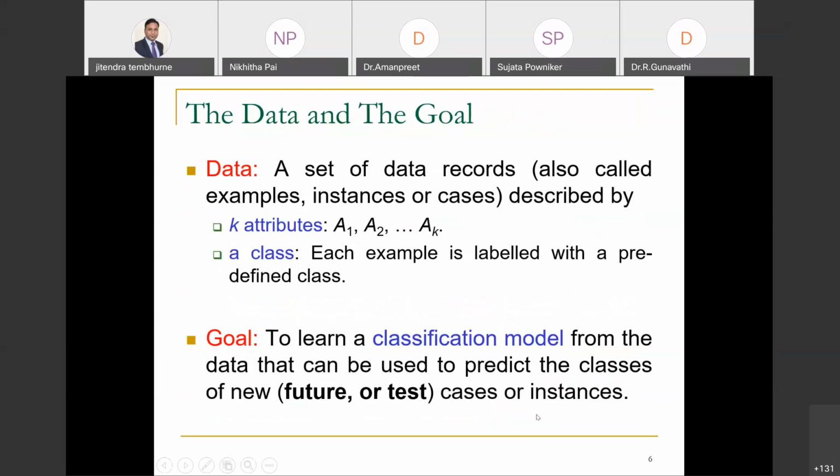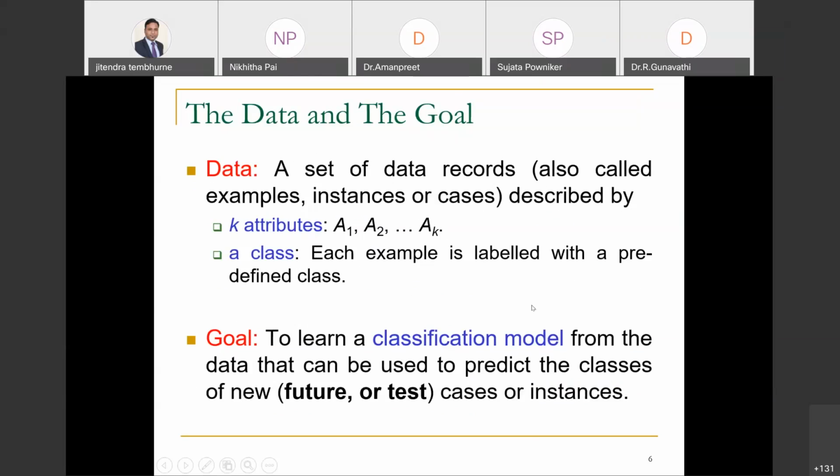So moving further, now here we want to talk about data as well as the goal, because once you have the data, you have to think about what you can achieve out of that data, what you can retrieve out of that data, and how you can utilize that data. So to understand that, let's say what the data is: it is a set of records.